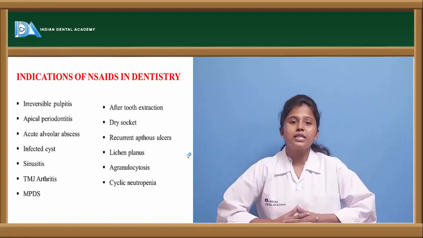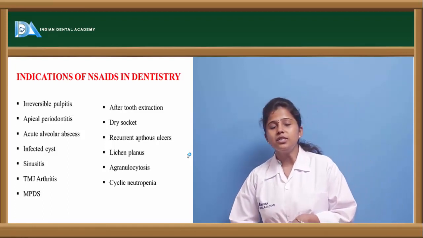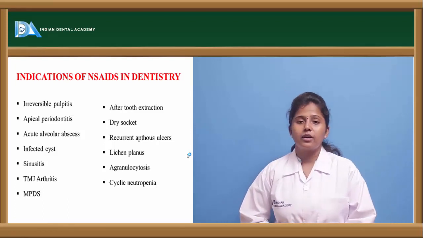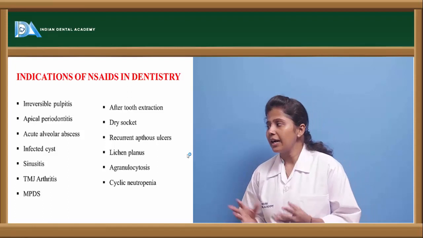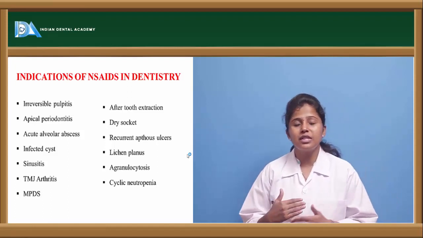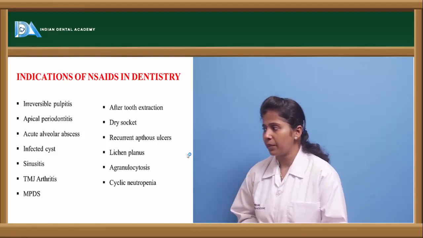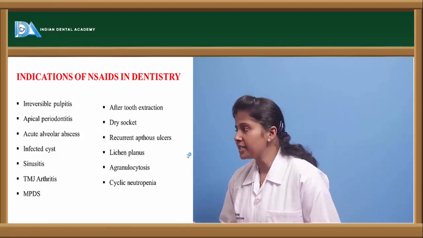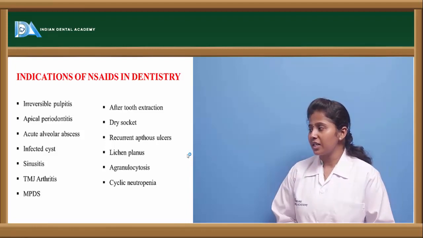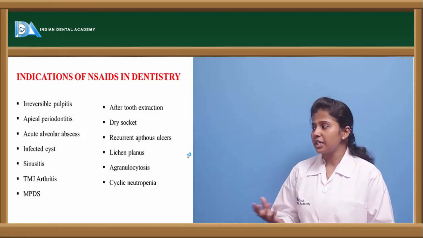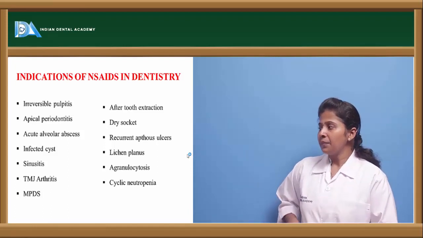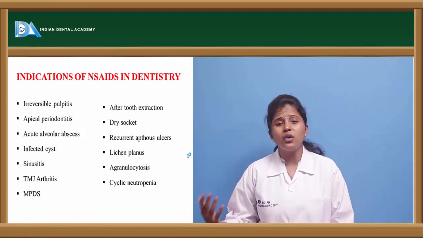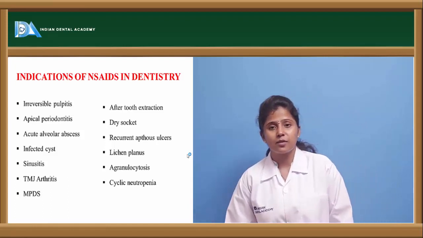Now let us see what are the indications, or what are the considerations we have to take while administering NSAID therapy for a dentist. So here we have to see a few of the considerations like irreversible pulpitis, or apical periodontitis, or else acute alveolar abscess, infected cyst, sinusitis condition, and after tooth extraction, as well as dry socket, recurrent ulcers, and agranulocytosis and cyclic neutropenia. So these are some of the disorders.